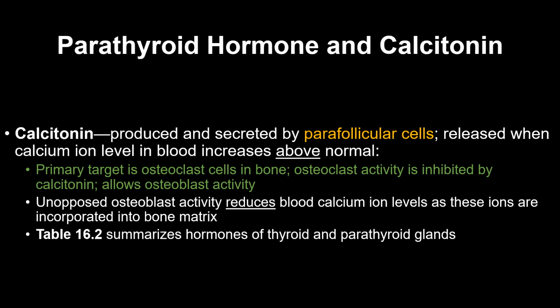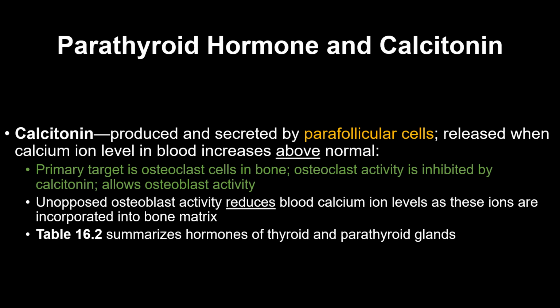Now, calcitonin is secreted in response to a condition called hypercalcemia. This is when the calcium ion level in the blood increases above normal range. Calcitonin, which remember is produced by the thyroid gland's parafollicular cells, works to decrease the blood calcium ion concentration. Calcitonin's primary actions involve inhibiting the activity of the osteoclasts in the bone. And this leaves the effects of the osteoblasts, the bone building cells, unopposed.